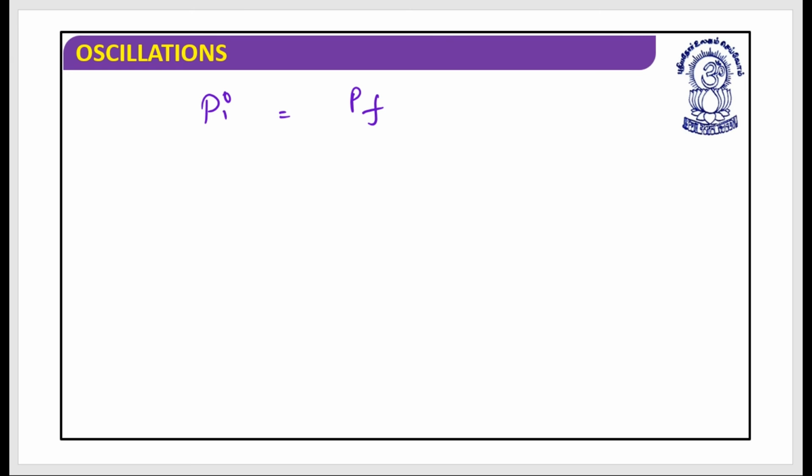If initial momentum and final momentum are equal, then what is the initial momentum? It was only the one block, and there was m1v, which is equal to, now two blocks will be there, m1 plus m2, into v final. This is v initial, and this is v final. I hope this is clear.